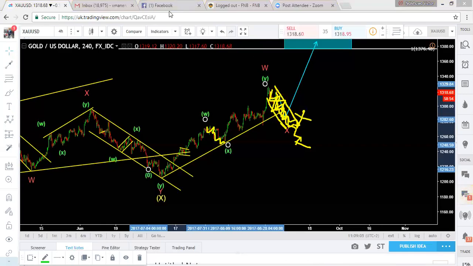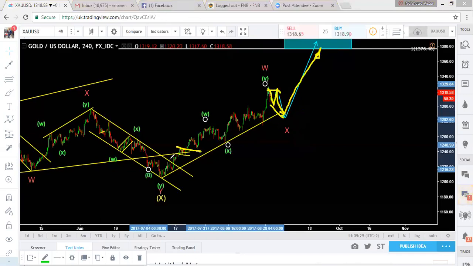Okay, so sometimes it may not go that deep. It may not go that deep, and you can just do something like this. All right, it's a correction, and then it goes, giving us this zigzag here, and then it goes to our ultimate target of 1,376. Remember where we bought? We bought it here.